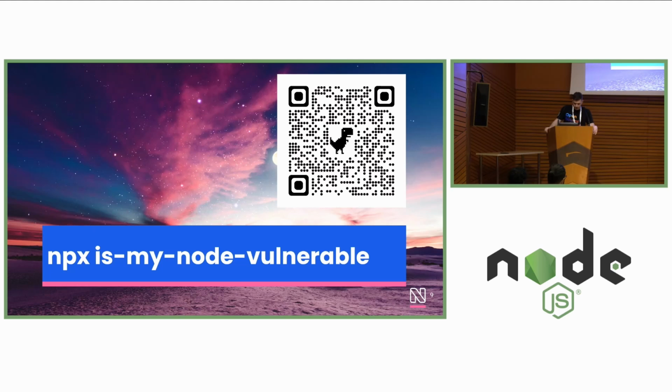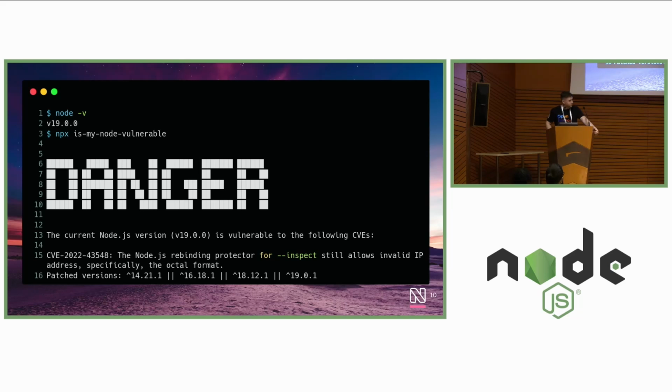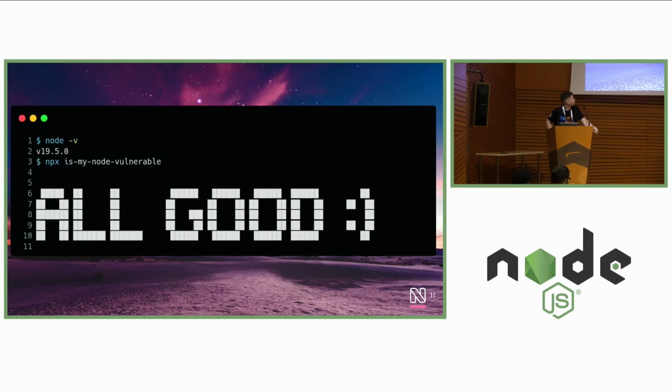So I created Is My Node Vulnerable? If you want to check if you are using a vulnerable version of Node.js, just run it, and it will display a very good image for you. If you are using a dangerous version, it will show danger, and we will show all the CVEs open for that version. And if you are using a good version, it's all good for you.